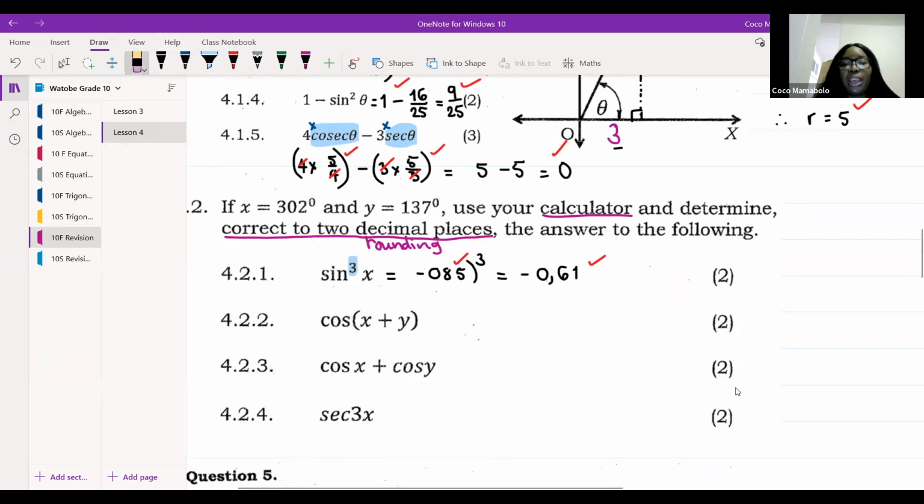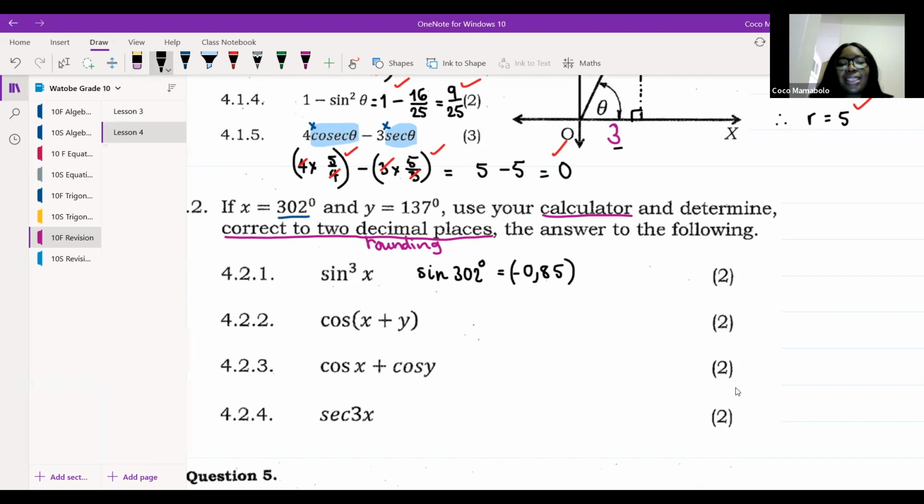Okay, so when we have a question like this, if they say sine cubed or sine squared of something, what we need to do is find the sine of the answer. Now, they tell us in this top part that x is 302 degrees. So what we're actually going to look for is the sine of 302 degrees. If you punch that into your calculator, it's going to give you an answer like negative 0.847 something. The numbers will keep going. But because they want us to round to 2 decimal places, we're going to put 0.85.